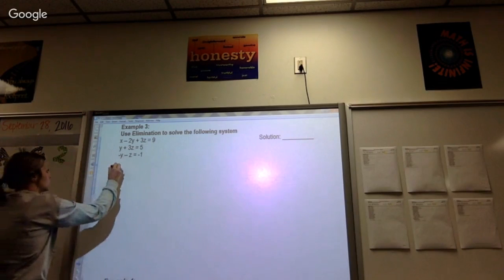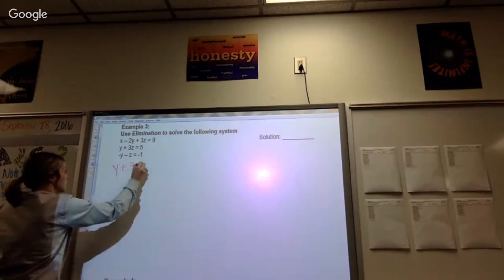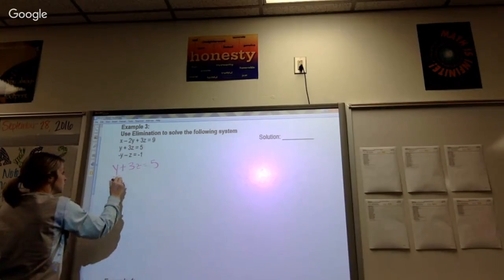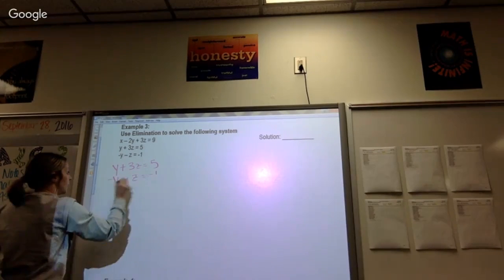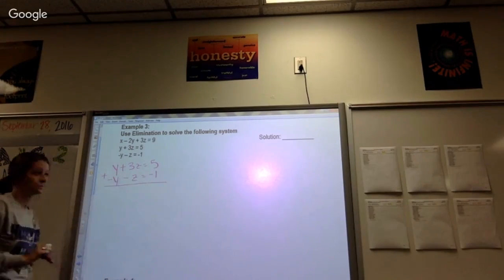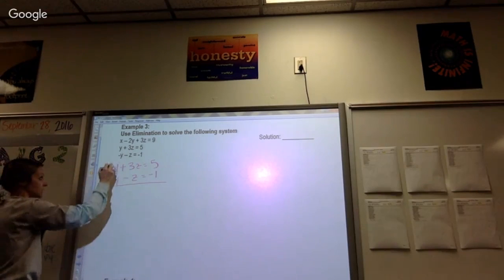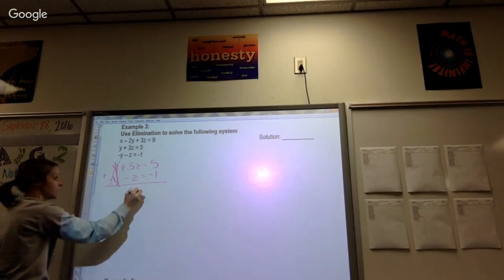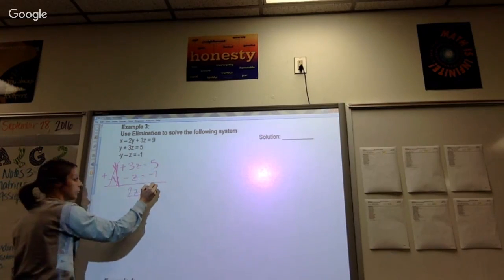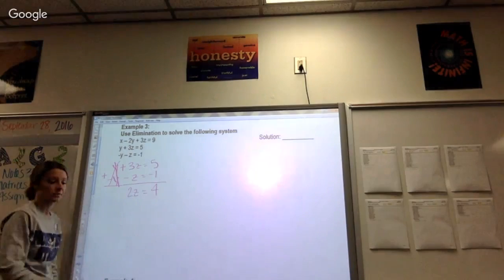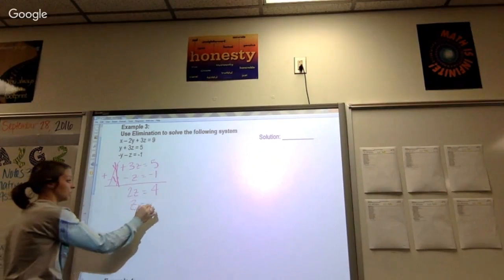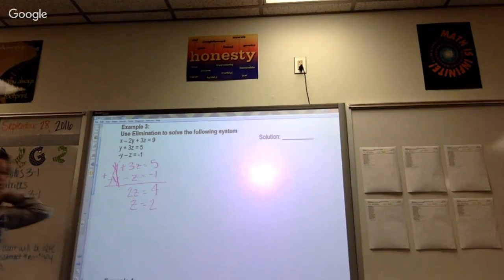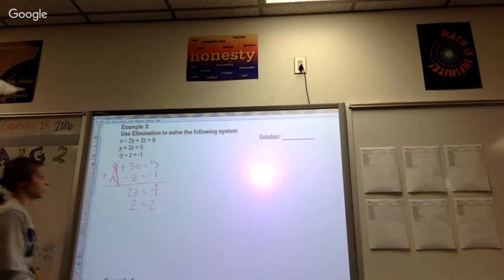So I'm going to go ahead and just rewrite those bottom two equations, and I'm going to add them together. So notice the y's cancel. 3z minus z would be 2z. 5 minus 1 would give you 4. So z would equal 2. So we found z. We need to find another variable.